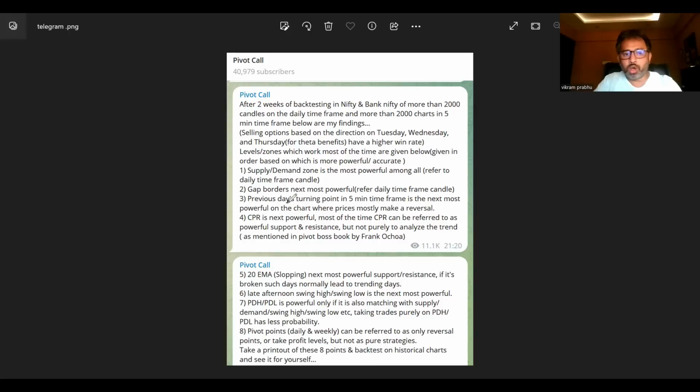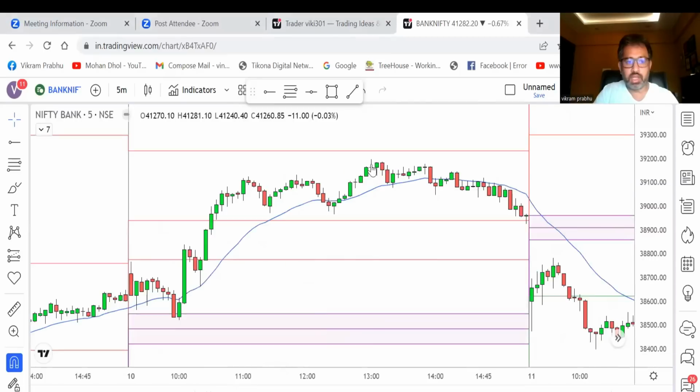I'm sure most of you may not have heard of this point, turning point, right? Many of you know PDH, PDL, supply, demand and all this. But turning point is something I'm sure most of you are hearing for the first time. For that, let me show you the chart, what actually I mean by turning point. Okay, this is the 10th February Bank Nifty chart on 5 minutes time frame.